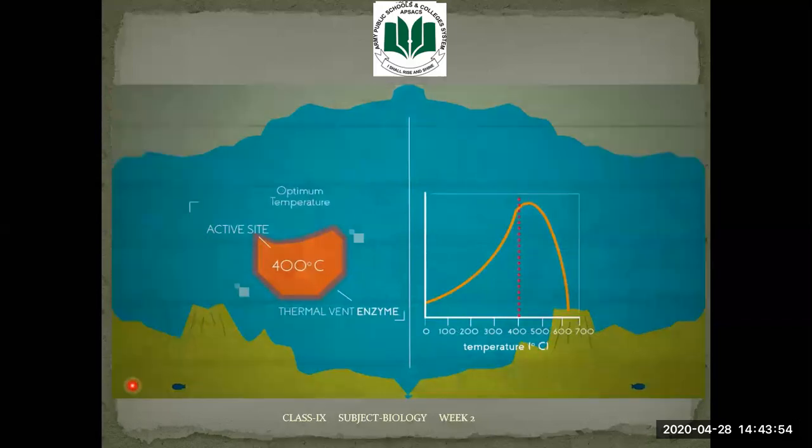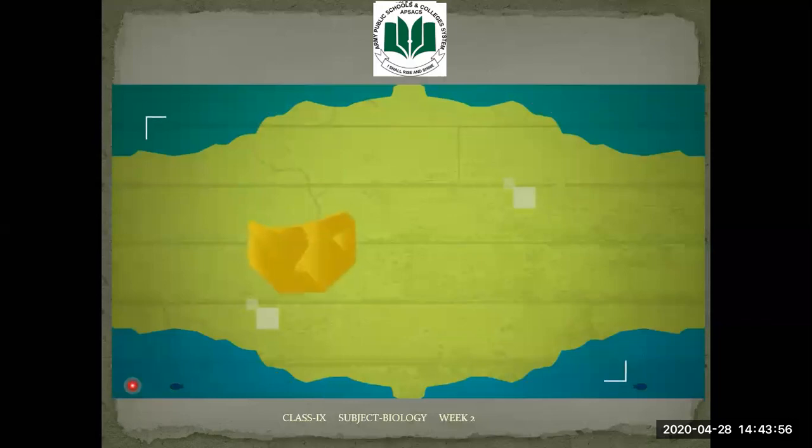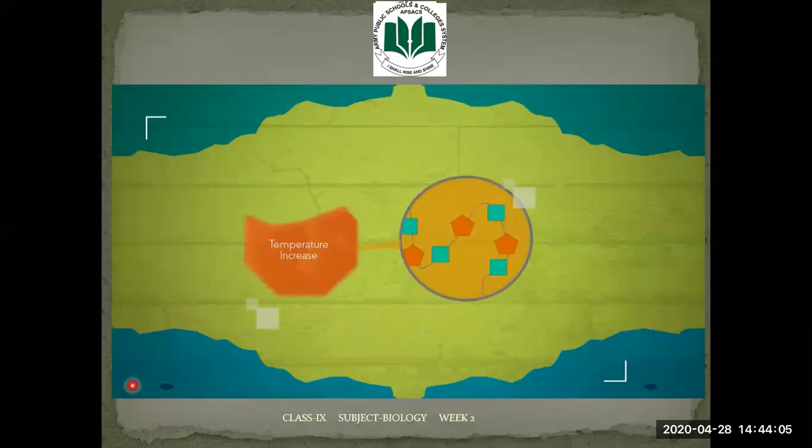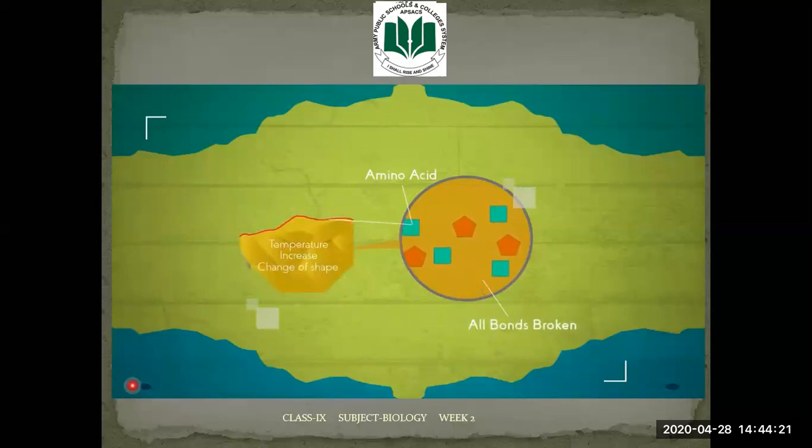Now here comes the chemistry behind this. When temperature increases, the individual amino acids that make up the enzyme vibrate at a higher frequency. This results in breaking of hydrogen bonds between amino acids and different parts of the protein chain, leading to a change of shape. At even higher temperatures, bonds between individual amino acids called peptide bonds can break, leading the protein to fragment.